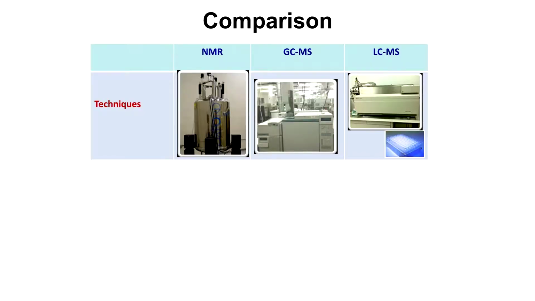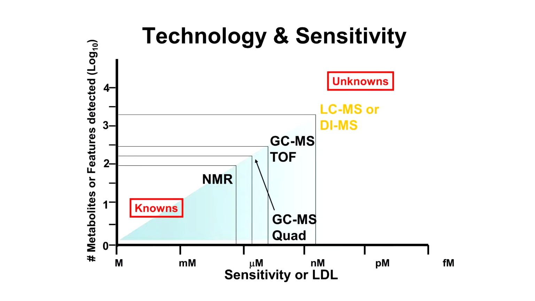So the three technologies I've mentioned, NMR, GCMS, and LCMS, are different in principle, but also different in their sensitivity and the type and numbers of metabolites they can measure. The most sensitive of all is LCMS, where it's not unusual for people to get down to nanomolar or even picomolar concentrations, and where people can routinely see 5,000 or 10,000 features.